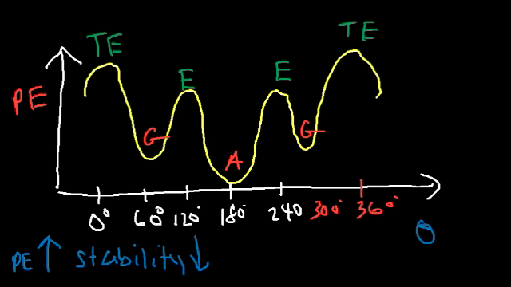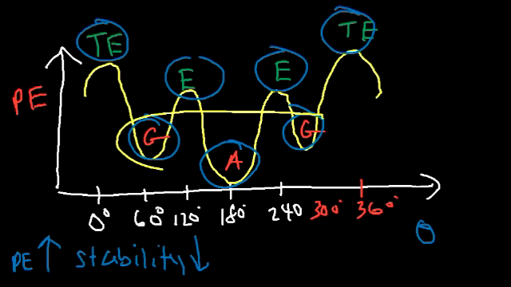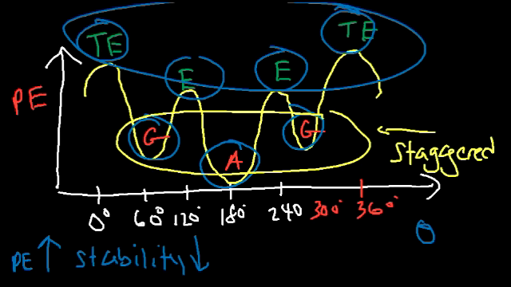So you need to know what structure corresponds to which portions of the graph that you see. At the very top, it's always going to be the totally eclipsed structure because it's the least stable. The second highest is the eclipsed structure, the lowest is the anti, and the second lowest is the Gauche structure. So at the bottom, you have the staggered conformations, which include Gauche and anti, and at the top, you have the eclipsed conformation.